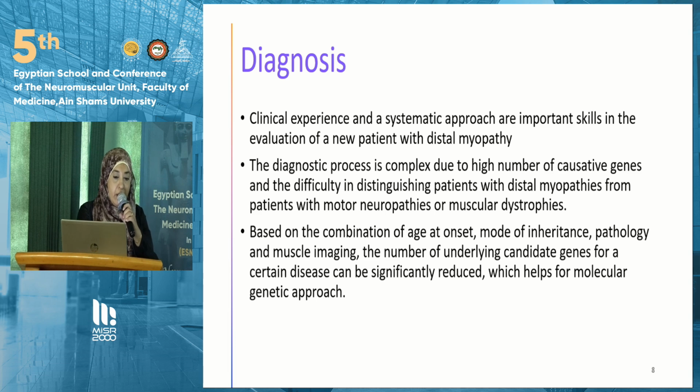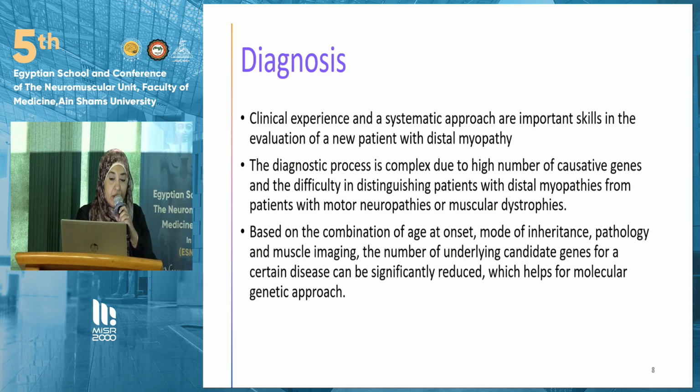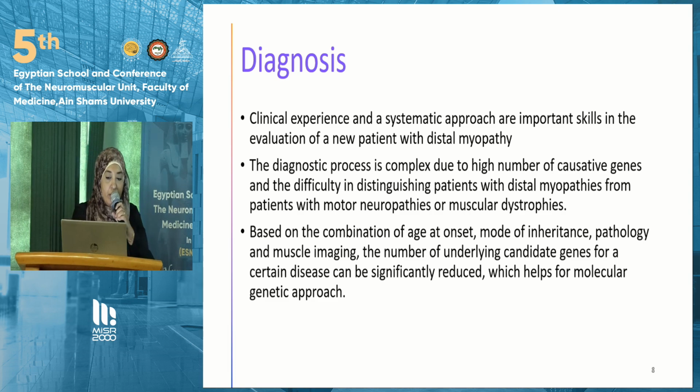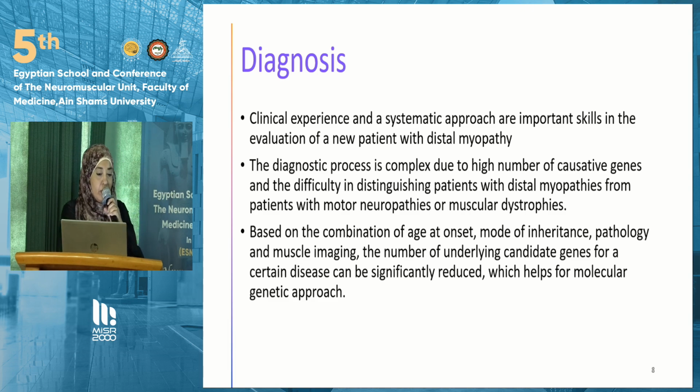Diagnosis is done according to clinical experience, and a systematic approach is an important skill in the evaluation of a new patient with distal myopathy. The diagnostic process is complex due to the high number of causative genes and the difficulty in distinguishing patients with distal myopathy from patients with motor neuropathies or muscular dystrophies. Based on the combination of age at onset, mode of inheritance, pathology, and muscle imaging, the number of underlying candidate genes for a certain disease can be significantly reduced, which helps the molecular genetic approach.